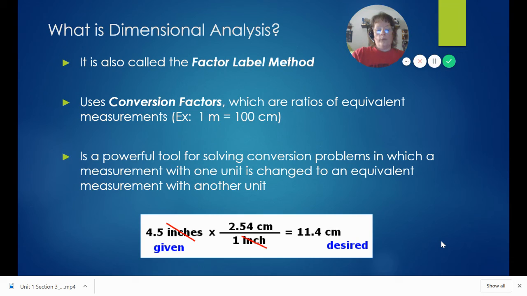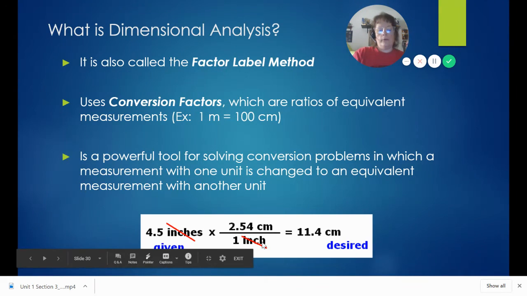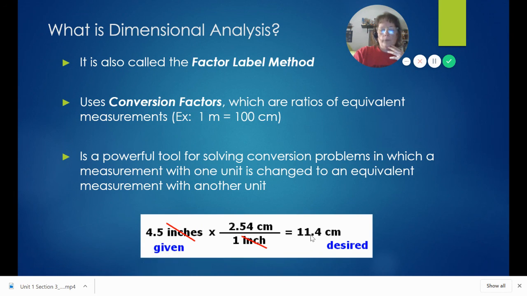You are given 4.5 inches and you need centimeters. So if the teacher didn't already tell you how many centimeters are in an inch, you'd have to look that up. But there are 2.54 centimeters in 1 inch. And you see how we put the inch on the bottom here. This basically could be 4.5 over 1, but that's how you can cancel out the inches because we're trying to get rid of that, and we're trying just to keep the centimeters. So then you go 4.5 times 2.54 gives you 11.4 centimeters.